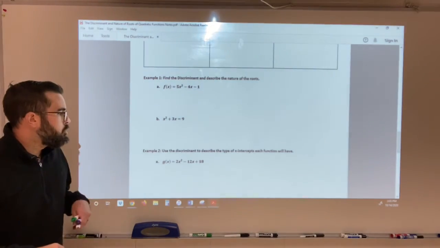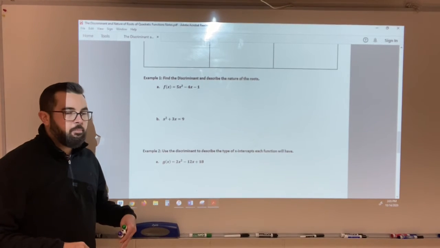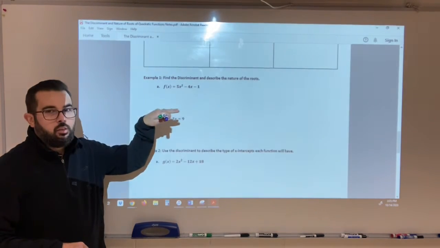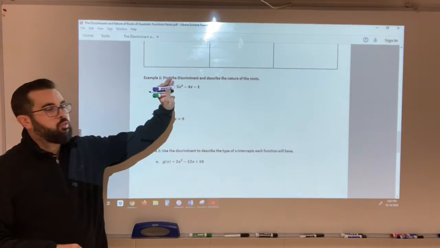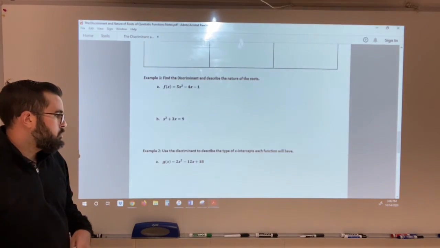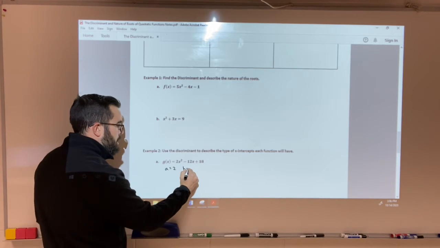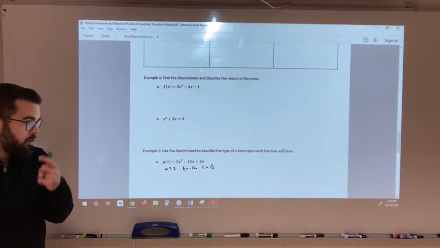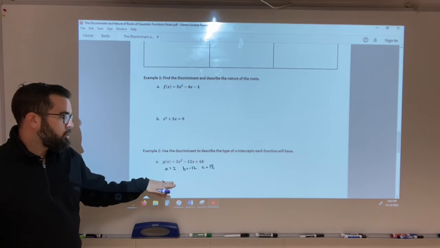All right, so example 2, we're still using the discriminant to describe the type of x-intercepts this time. All right, so we're no longer just describing the roots. Okay, I want to know about the x-intercepts. So I'm more talking about the graph. What is it going to look like on the graph? So I have this function, it's called g of x, where a is 2, b is negative 12, and c is 18.